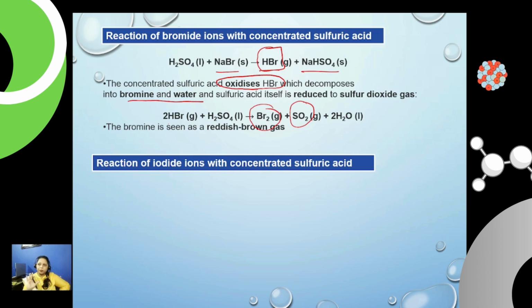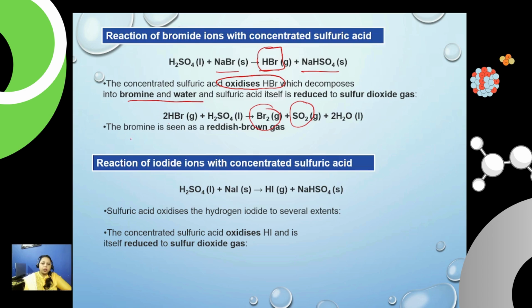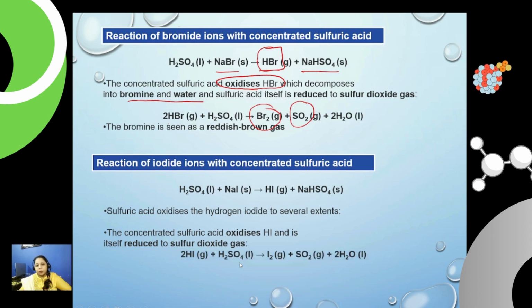Now the second one is the iodide one. It would have more than two reactions, of course. The first one is similar. Sulfuric acid reacts with sodium iodide. It produces hydrogen iodide along with sodium hydrogen sulfate. The next reaction would be that it oxidizes hydrogen iodide to some extent. The concentrated sulfuric acid oxidizes hydrogen iodide and produces sulfur dioxide, as happened over here.